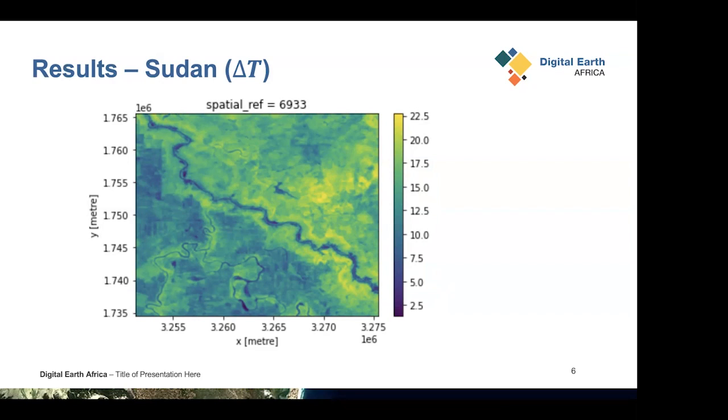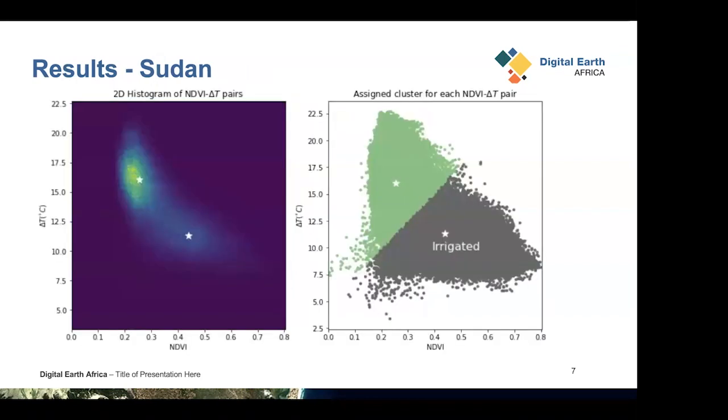What we did was also to generate the NDVI for the area, then use K-means clustering, a machine learning algorithm, to see the areas that corresponded to the irrigated area. From what you can see, on the left side is the temperature, that's the change in T in degrees Celsius, and then on the x-axis is the NDVI.